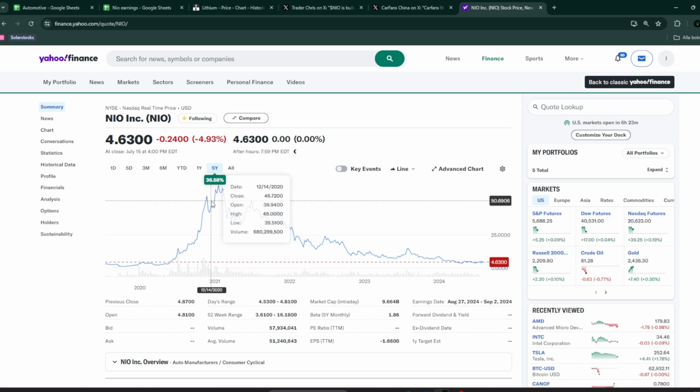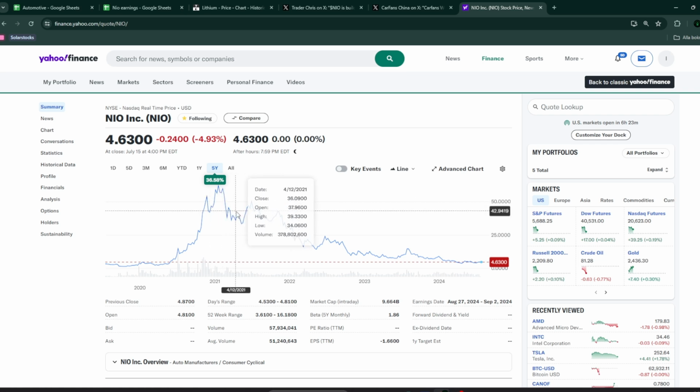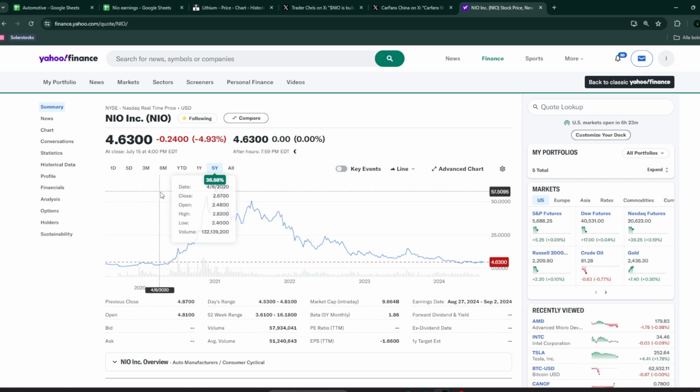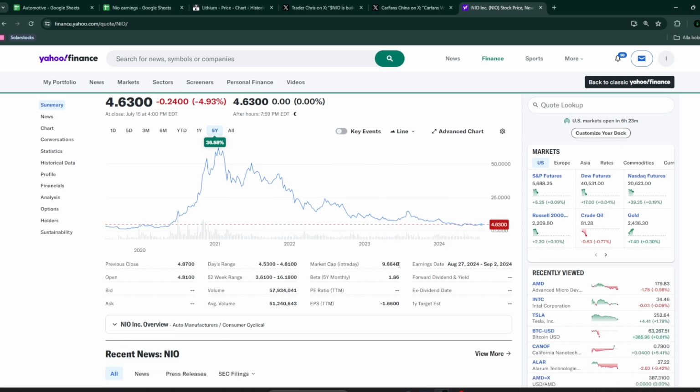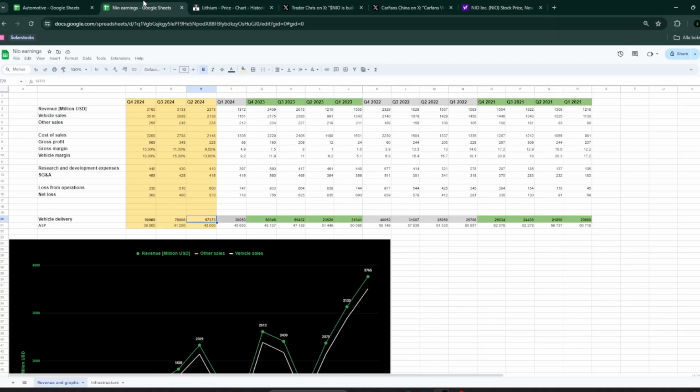Now we are 3-4 years from the tops. Obviously, this was a way overvaluation phase, we have to admit. But I think, again, the market cap of 9.6 billion is going to be quite interesting for a company that has the possibility to have a quarterly revenue in the 3 billion range.